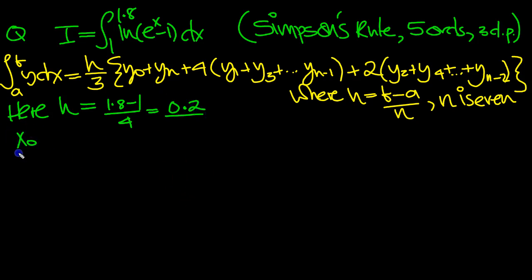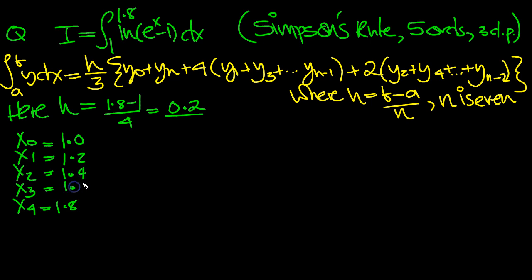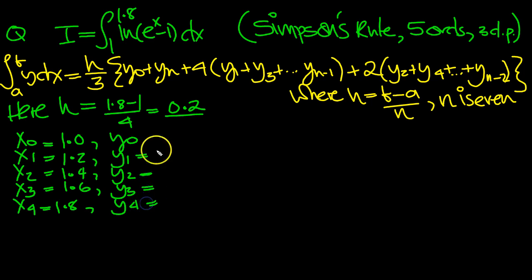Our ordinates, it's 5 ordinates, so let's write them down. x0 to x4. We start from 1 and we finish at 1.8, so we're starting from 1.0 and we increment by 0.2 each time. So there's our ordinate values. Now we need the y ordinates, so let's write them down. y0 to y4. And then we can put in the values.